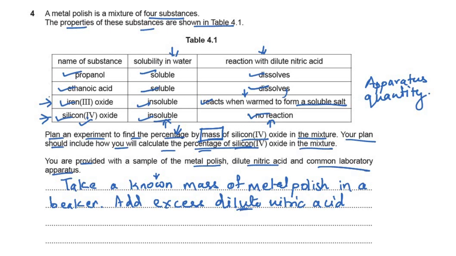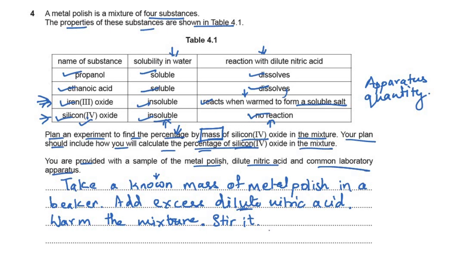Now as we know that iron 3 oxide reacts only when it is warmed. So what we can add here is warm the mixture so that even the iron 3 oxide dissolves. So warm the mixture and stir it so that everything dissolves properly.